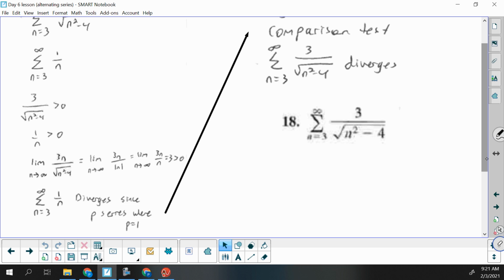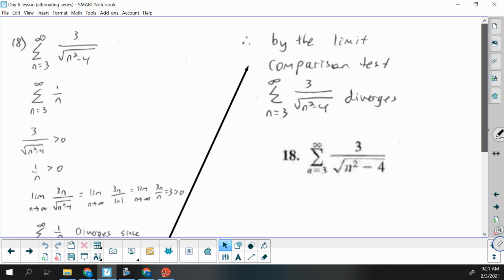Well, square root of n squared is absolute value of n. Absolute value of n as n goes to infinity, n will be positive, so we can think of it as just n. 3n divided by n is just 3, so that's a positive finite number, meaning our original series does the same as our nice series. Our nice series, you can either say it diverges because it's the harmonic series, or you can say diverges since it's a p series where p equals 1. Therefore, by the limit comparison test, our original series diverges.